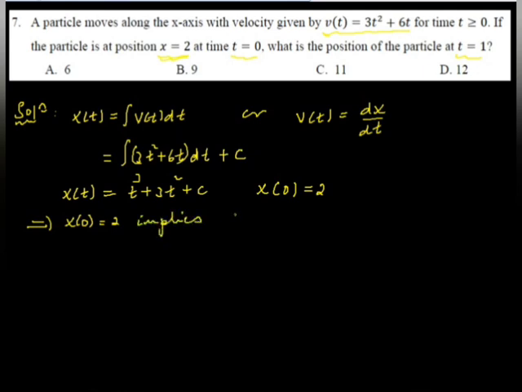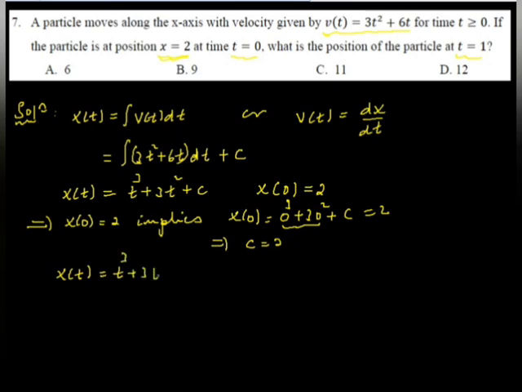x of 0 means 0 cubed plus 3 times 0 squared plus c, which is 2. So from this we understand that the whole thing is 0, therefore c must be 2. So the position of the particle is now completely determined, which is t cubed plus 3t squared plus 2. Now we have the position of the particle at a time t.